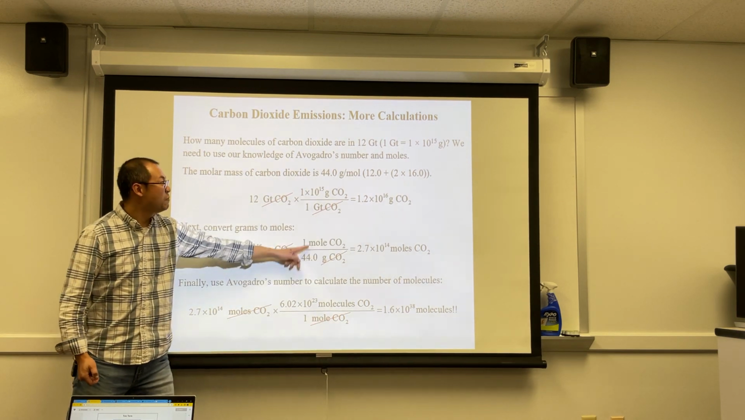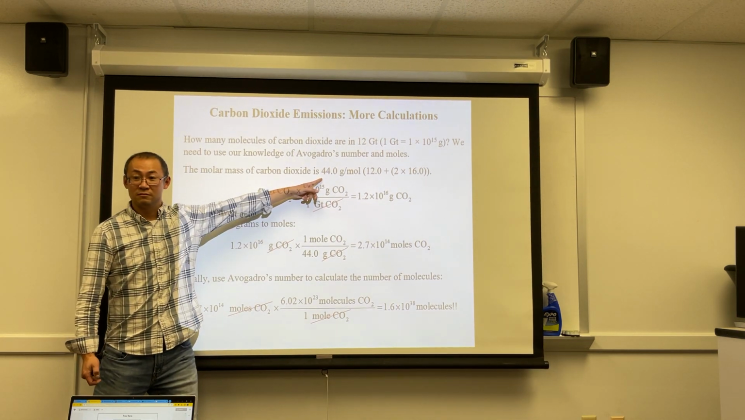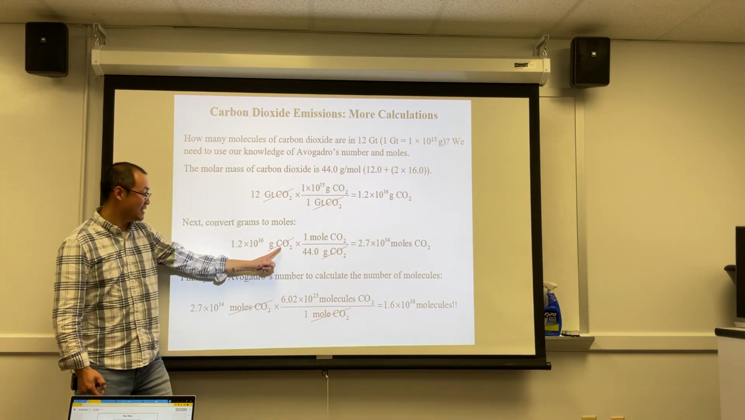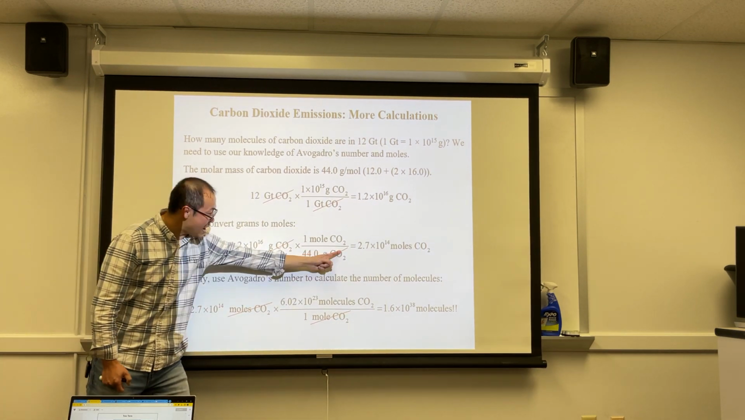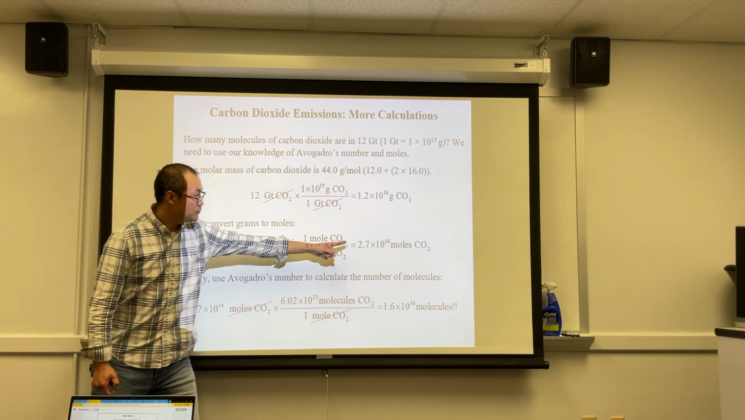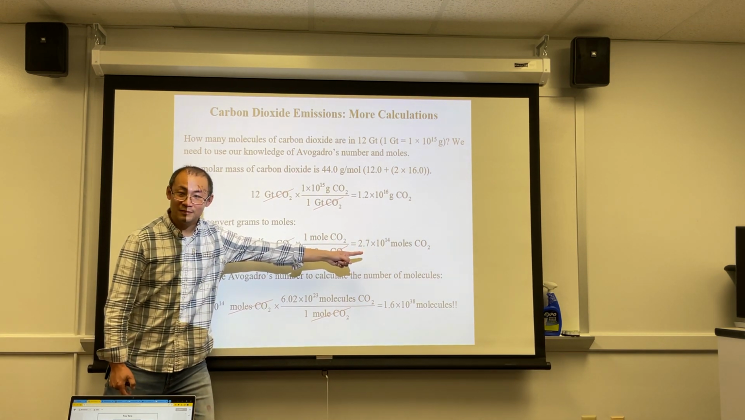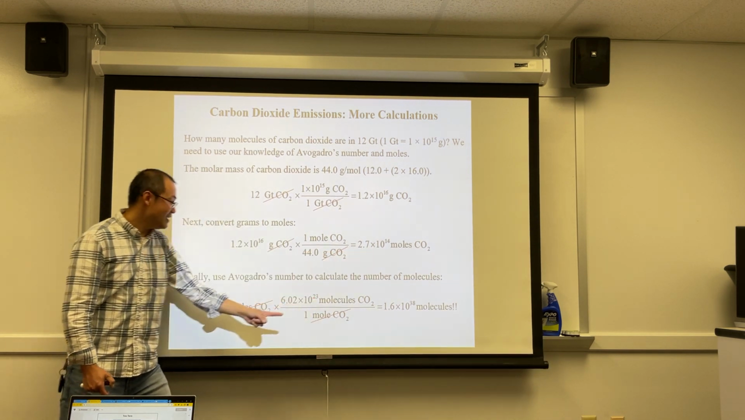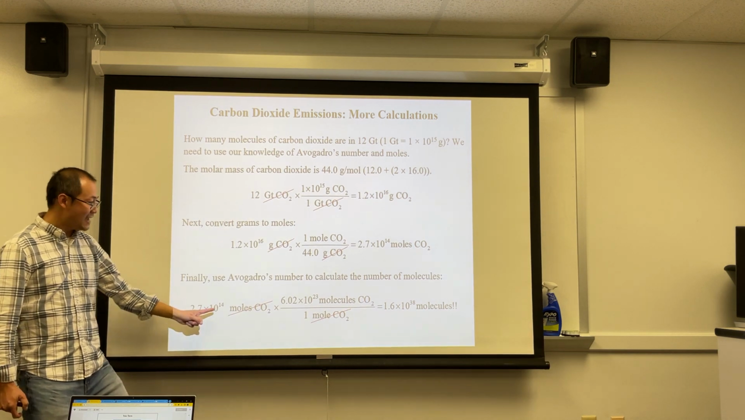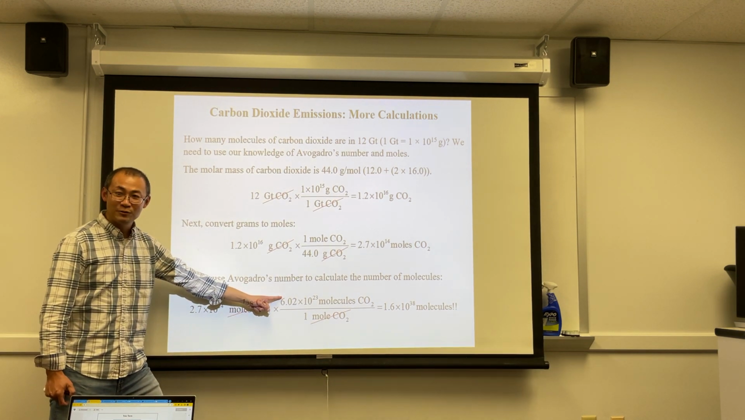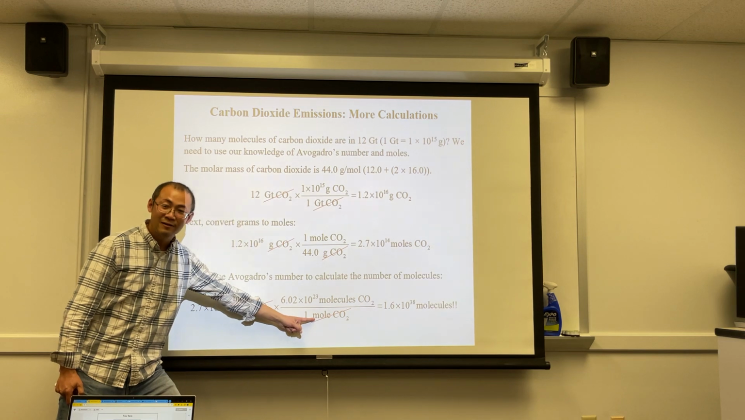Where does that come from? Molar mass. Why did I put grams in the bottom? Because I want to cancel grams to get what? To get moles. Is that right? Then, finally, I got moles. I times 6.02 times 10 to the 20 divided by 1 mole.